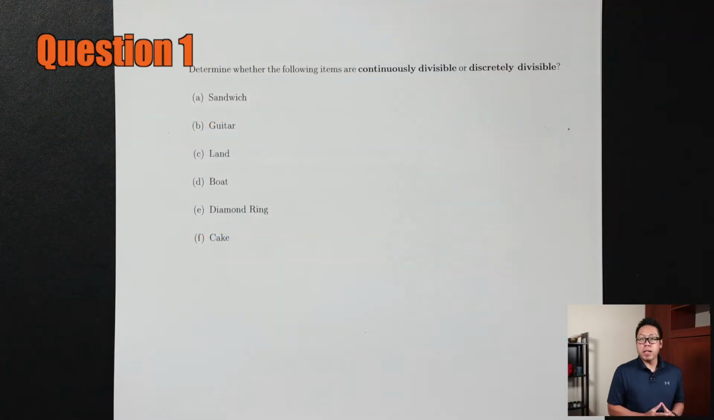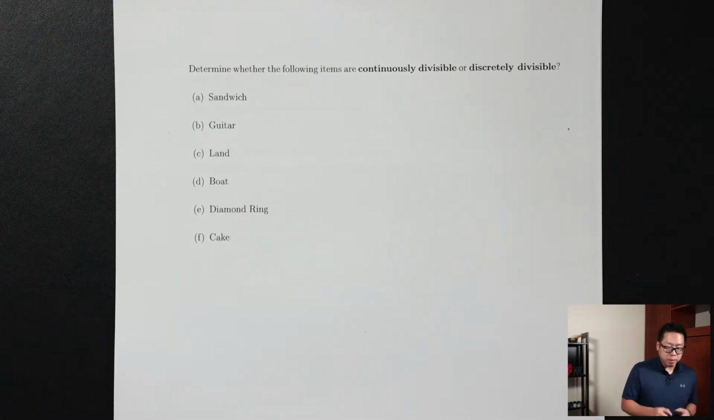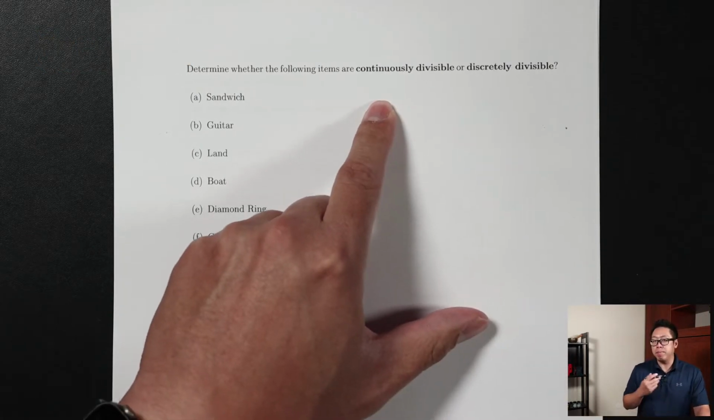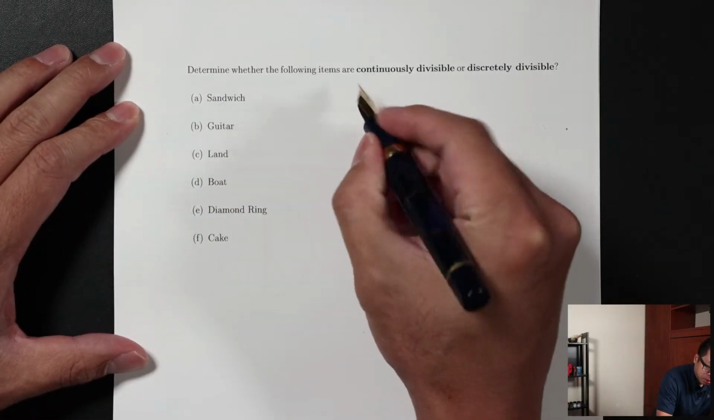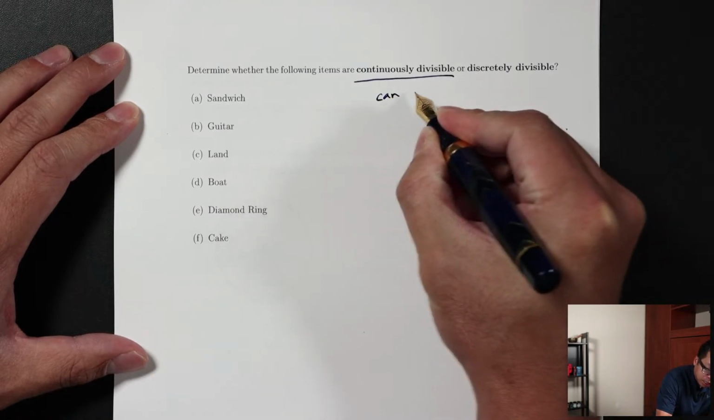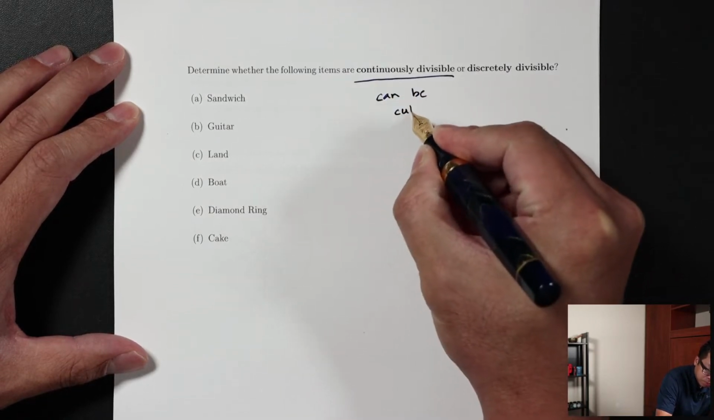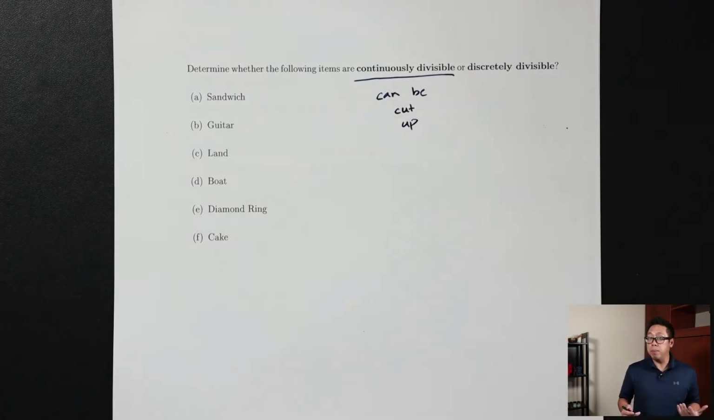Determine whether the following items are continuously divisible or discretely divisible. Remember that the term continuously divisible means that these are items that can be cut up. So continuously divisible items are items that can be cut up. Discretely divisible items are items that cannot be cut up.